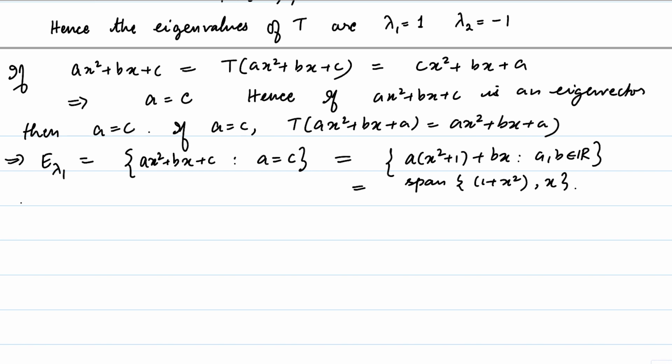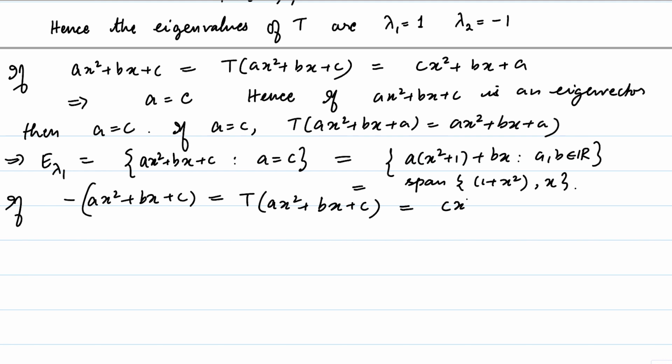How about lambda 2? Let me just be careful. This ax square plus bx plus c, this is equal to cx square plus bx plus a. So if the polynomial ax square plus bx plus c belongs to the eigenspace corresponding to minus 1, this would imply that a is equal to minus c and b is equal to minus b, so 2b equal to 0, which implies that b is equal to 0. That is what we will be able to conclude.